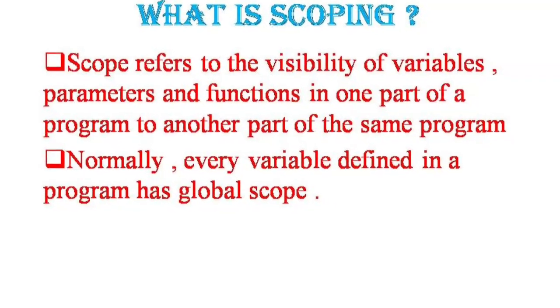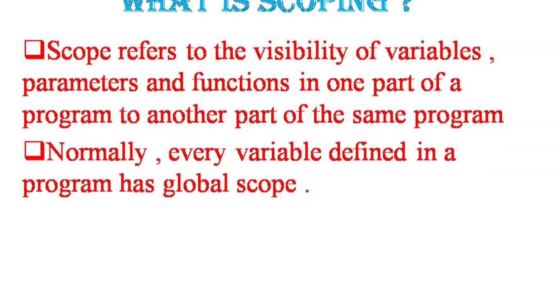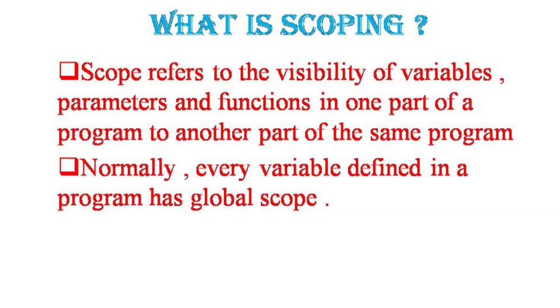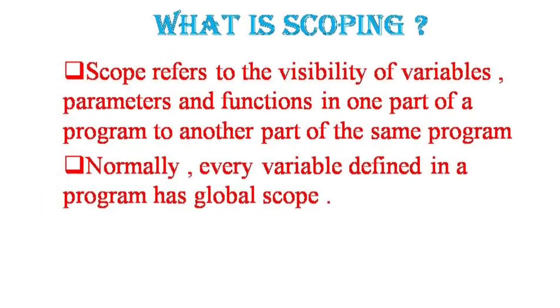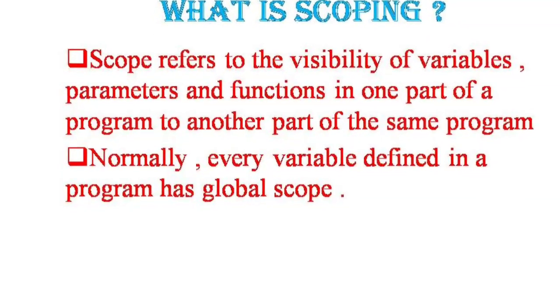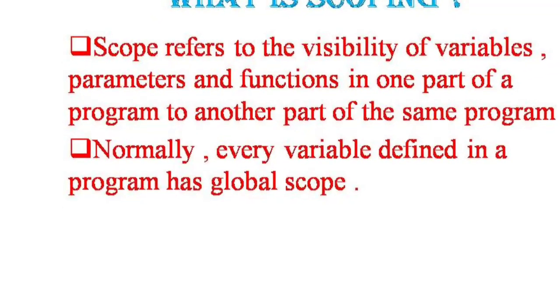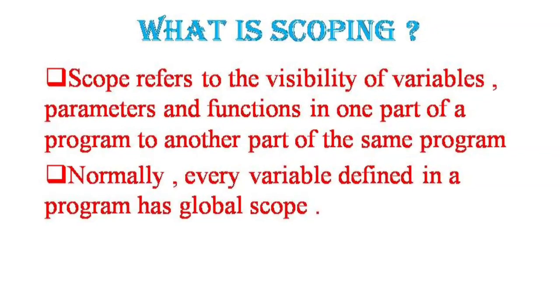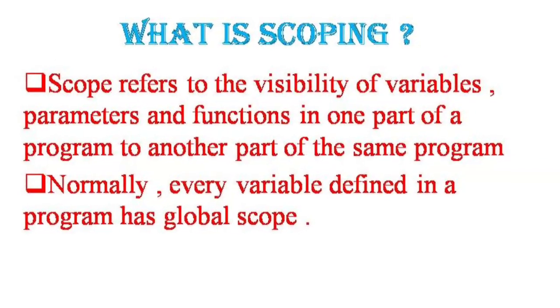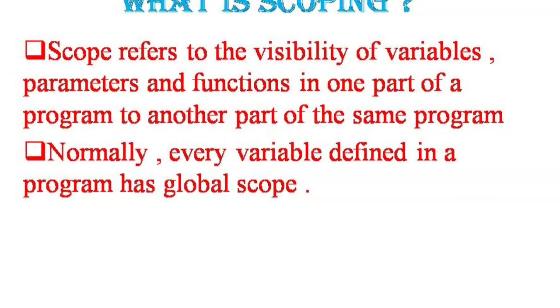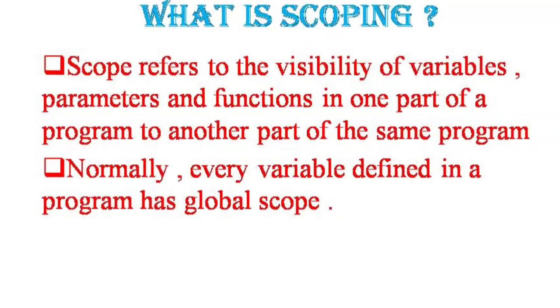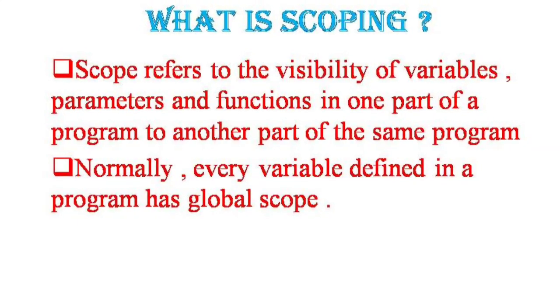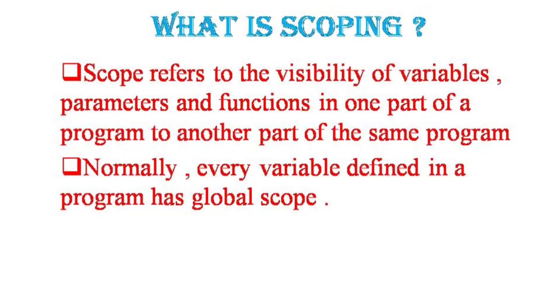Scope refers to the visibility of variables, parameters and functions in one part of a program to another part. Normally, every variable defined in the program has global scope. Once defined, every part of the program can access that variable. But it is a good practice to limit a variable's scope. So, scoping is the visibility of variables.